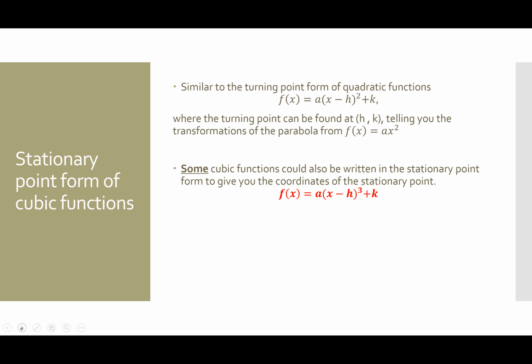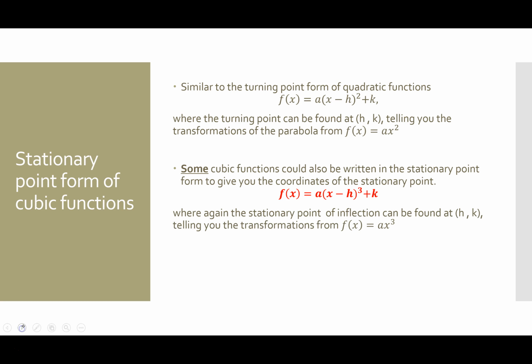So the form is very similar to the turning point form of a quadratic function, just the power here is now 3 instead of 2. So this will give you the coordinates of a stationary point of inflection at (h, k), and again this will tell you the transformation from the graph f(x) = ax cubed.